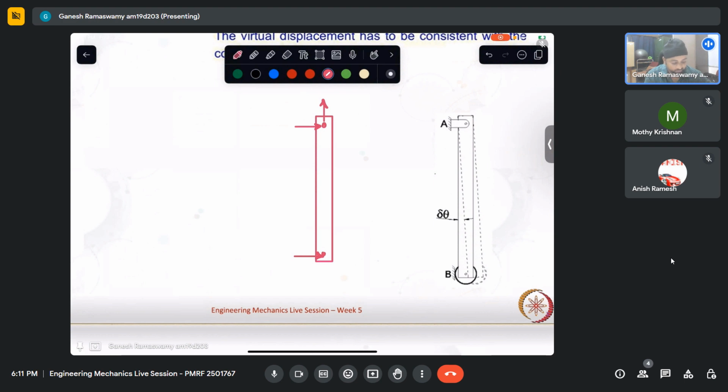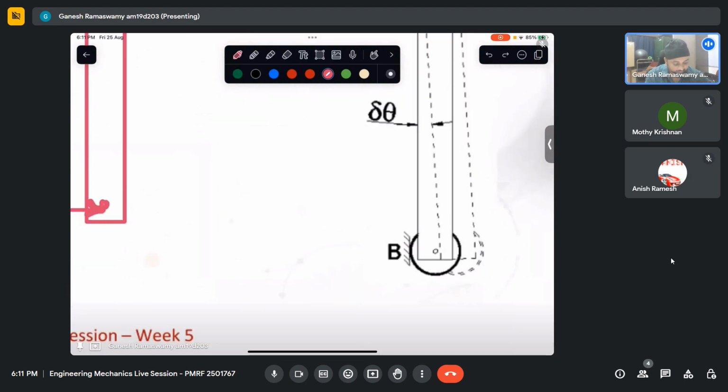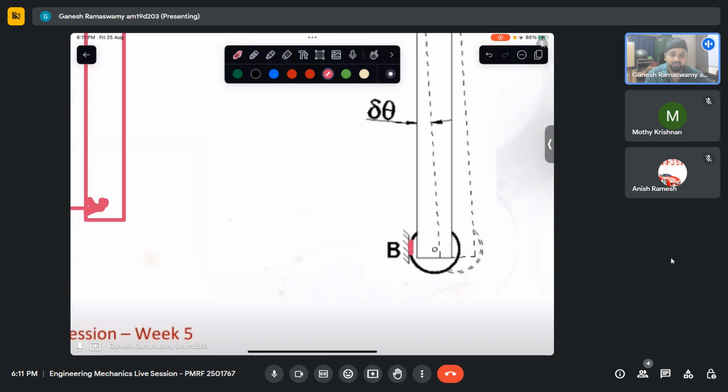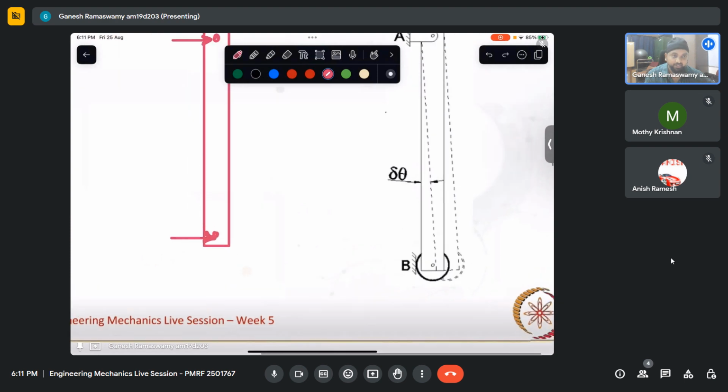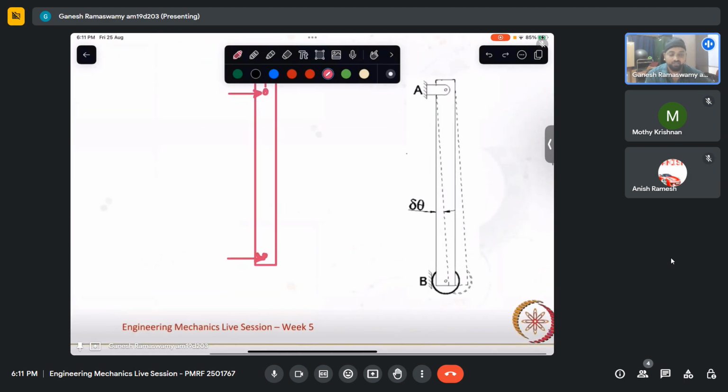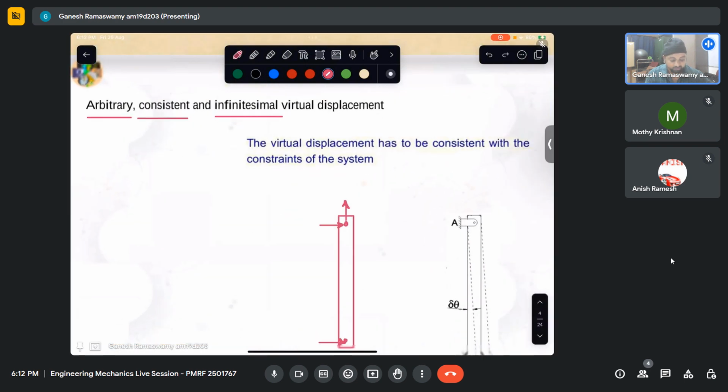Now, if we were to give a virtual displacement like that, essentially what we are saying is the roller has lost contact with the wall. At this point, we are saying that this contact over here is no longer present. So we are violating some of the constraints of the problem, and we are essentially solving some other problem. We are not solving this problem because we are not respecting the constraints given in it. So our virtual displacement has to be consistent with the constraints of the system. Only then will we be solving that particular problem. That is something we need to keep in mind.